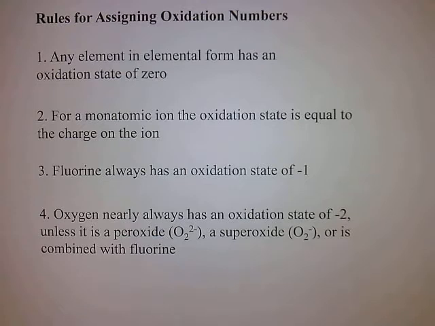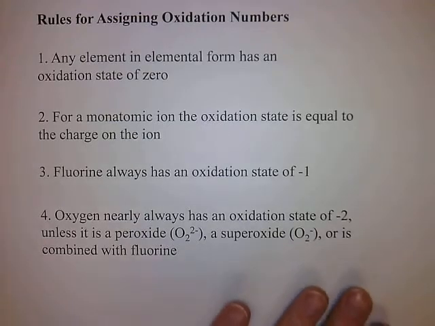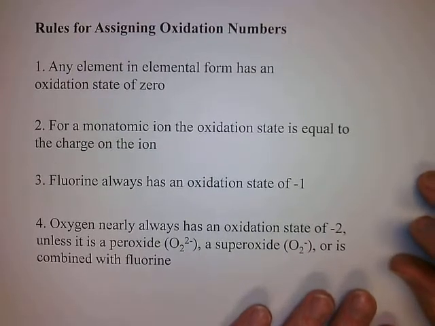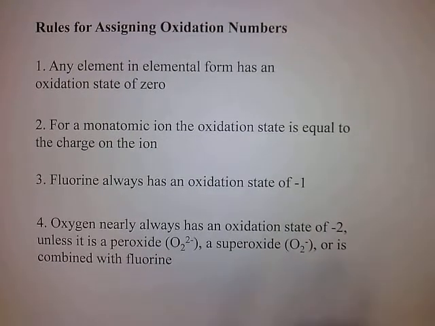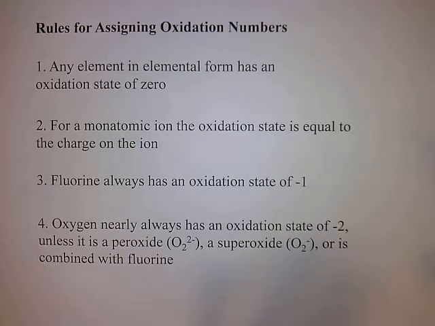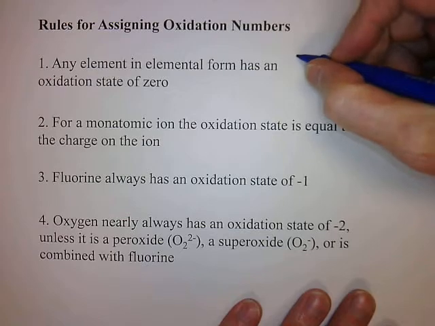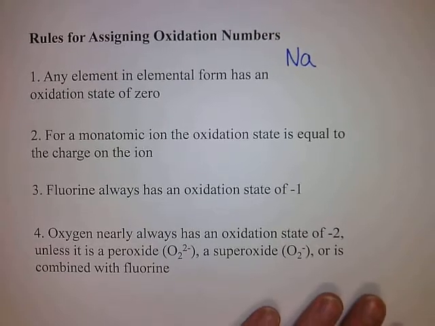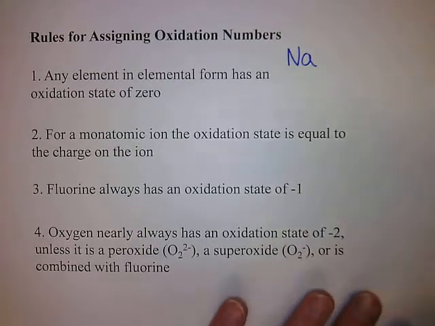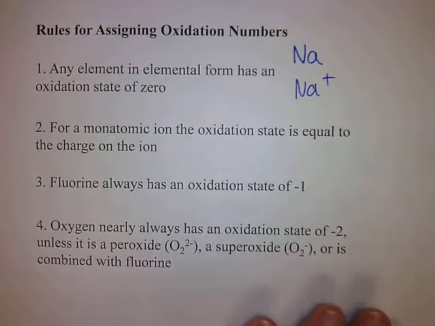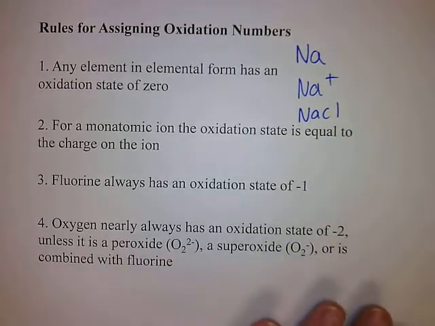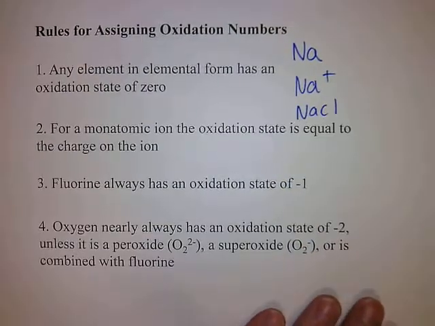First of all, any element in its elemental form has an oxidation state of 0. How are you going to know what constitutes elemental form? If it's not part of a compound and it doesn't carry a charge. For example, sodium all by itself, without a charge and not part of a compound, is elemental form. Na plus is not elemental form because it carries a charge. And NaCl is not elemental form for sodium because it's part of a compound.